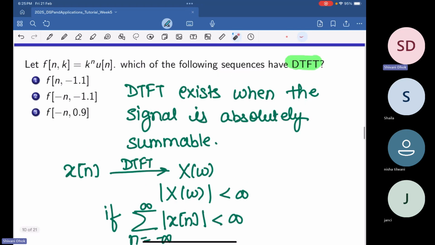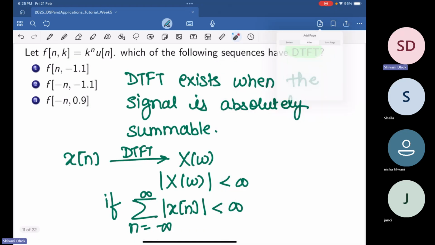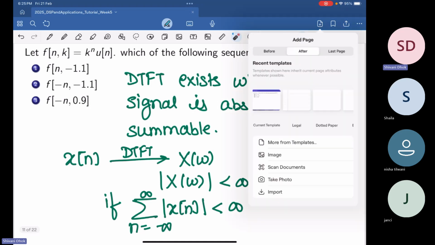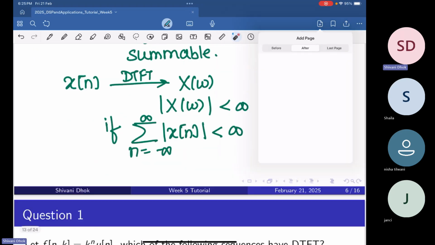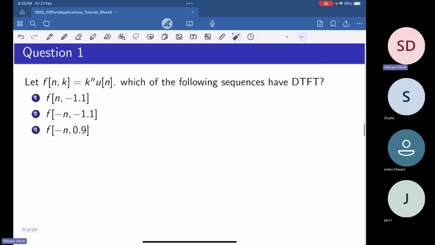So now what is asked of us? We are given a set of functions, f of n comma k, which take this form. And for all of these given subparts, we need to figure out if the DTFT of this signal exists or not. Okay, so let's start with the first one.